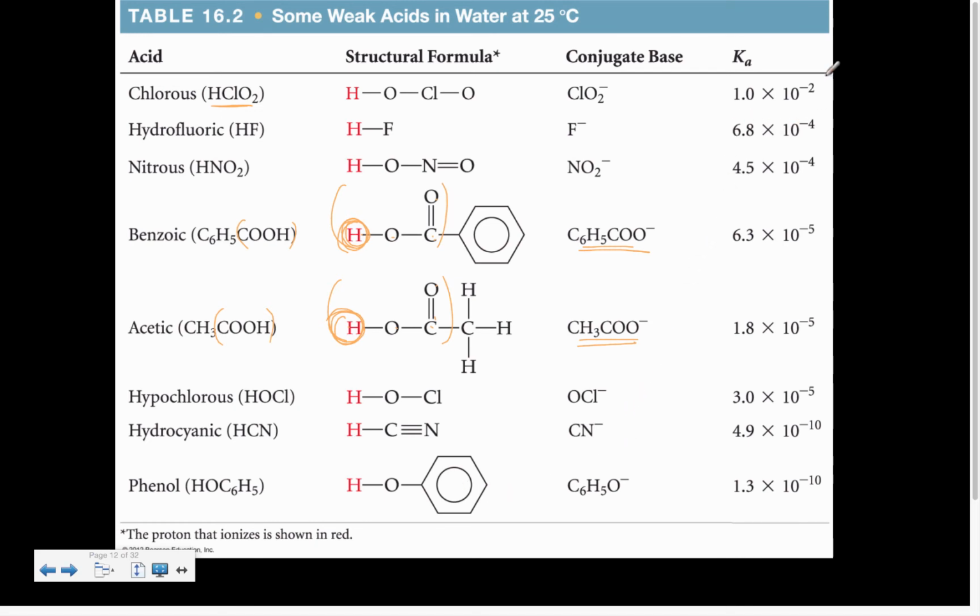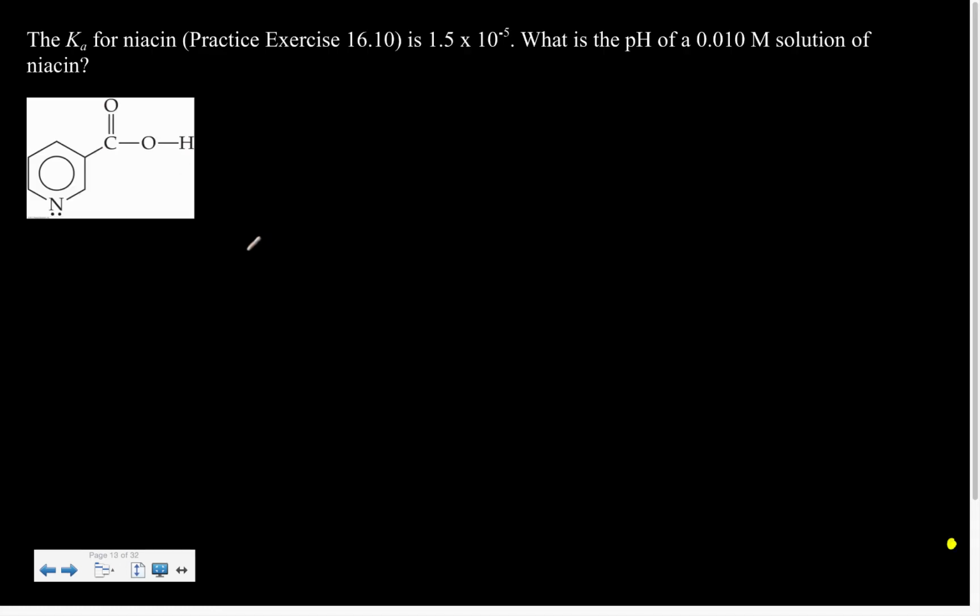So anyway, you'll see here if we look at our K values, again, as Ka increases, my acid gets less and less acidic. Okay? All right. Moving along, let's do a practice exercise.